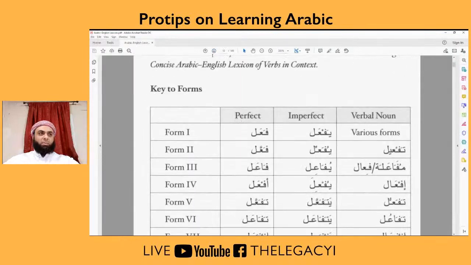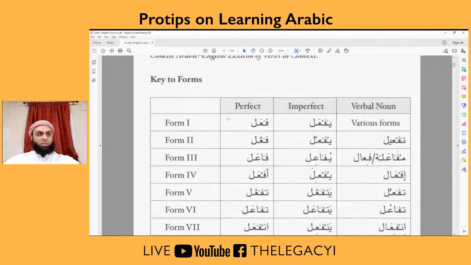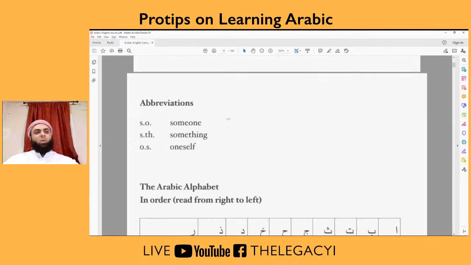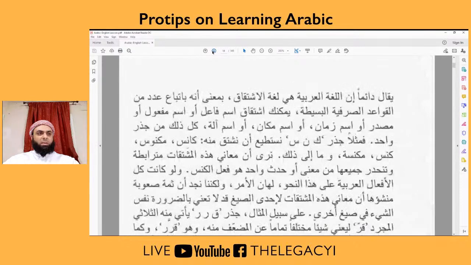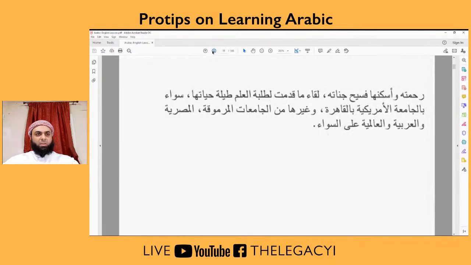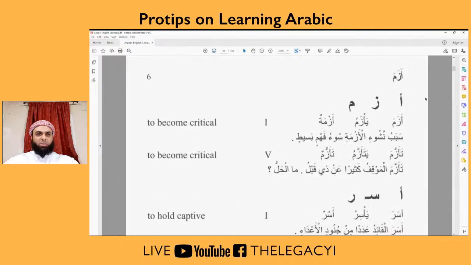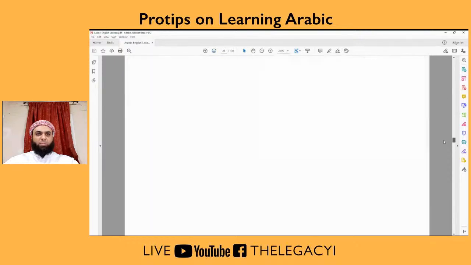Okay, this is explaining the different forms. And then there is a version of this introduction in Arabic, and then you come to the entries. So I'm just going to skip to someplace in the book at random.